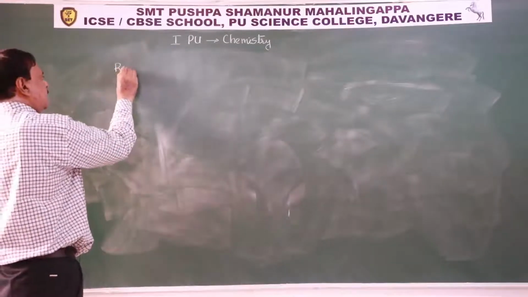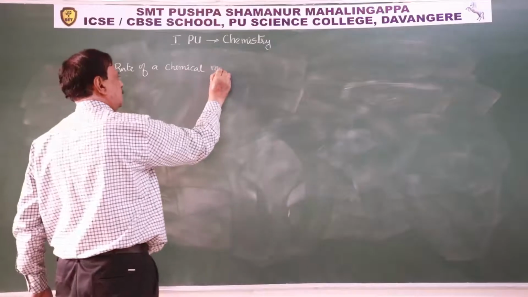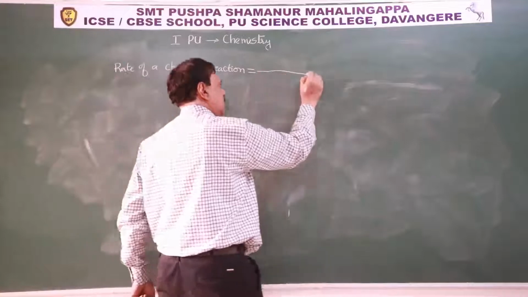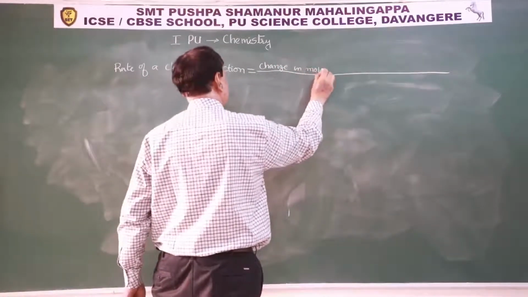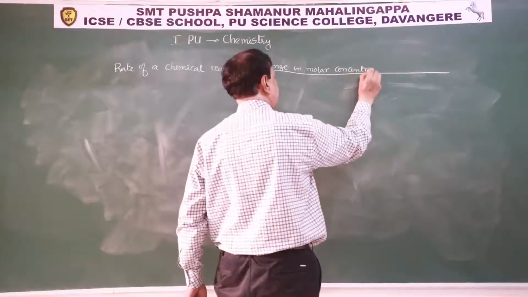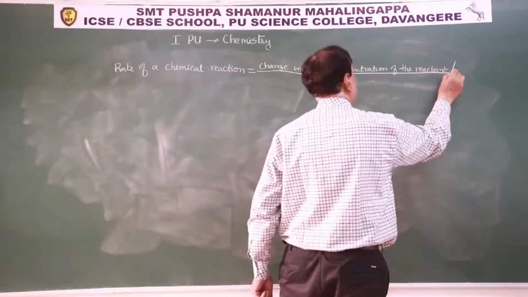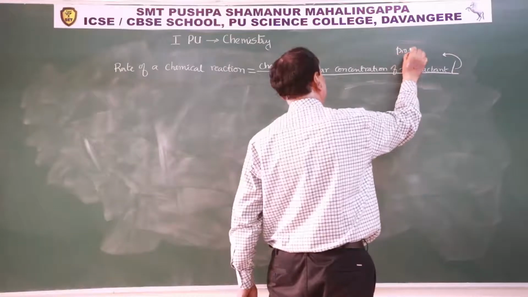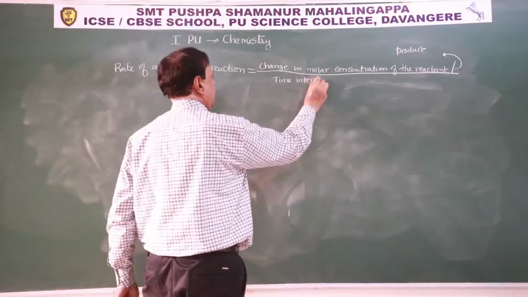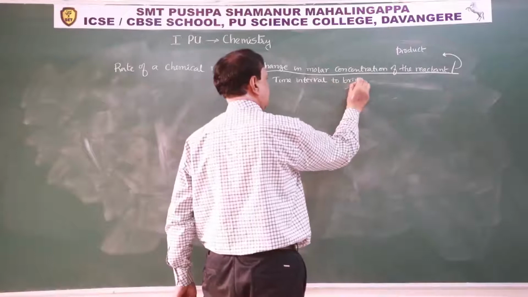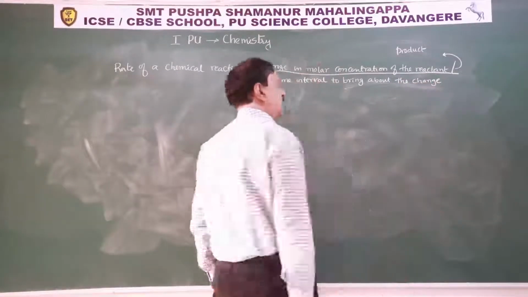Now, what do you mean by rate of a chemical reaction? Rate of a chemical reaction is the ratio of change in molar concentration, the most precise word, change in molar concentration of the reactant or product, divided by the time interval to bring about the change.